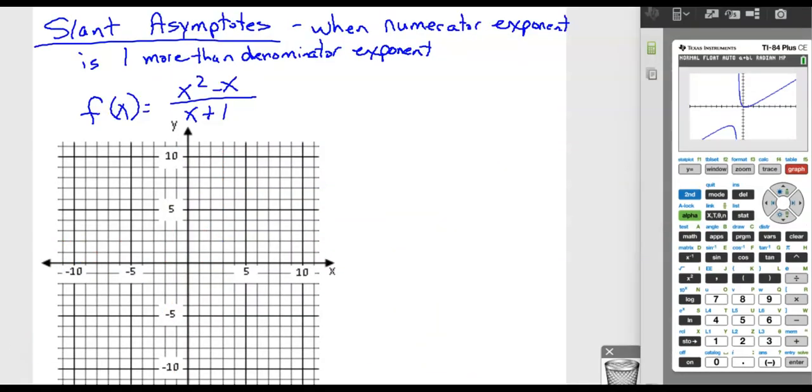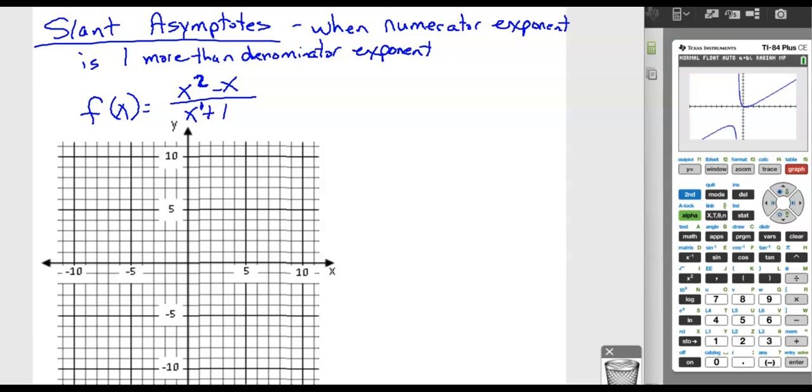And then finally, let's talk about one last type of asymptote. We talked about a vertical asymptote, we talked about a horizontal asymptote. There's also a slant asymptote. So when the numerator exponent is 1 more than the denominator exponent, then it creates a diagonal asymptote, a slant asymptote. So here's an example. Notice the numerator right here is 1 higher than the denominator exponent. So whenever that happens, we have a slant asymptote.